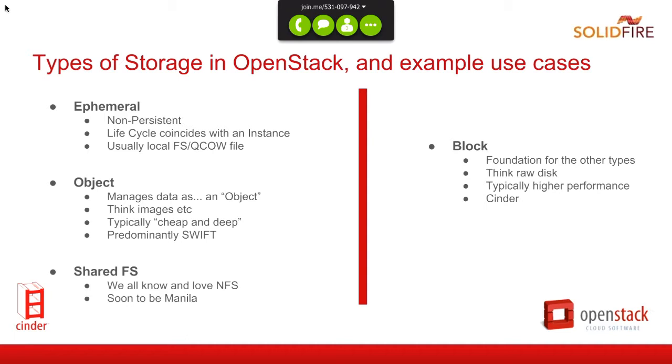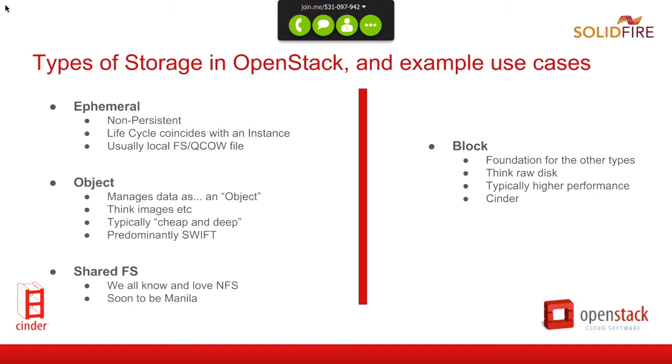The next one is object. Object storage is mainly known as the Swift project within OpenStack. Each of the OpenStack projects has a name, if you're unfamiliar with that. And typically we like to think of Swift as cheap and deep kind of storage. I'll go into more on the next slide about that. The next one that is kind of up and coming is Project Manila, and that is really NFS storage.